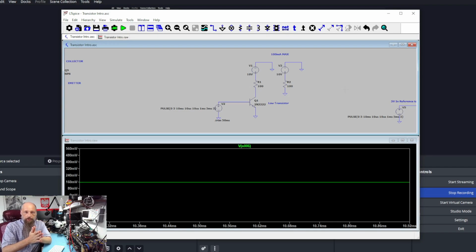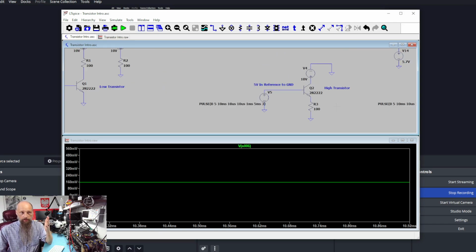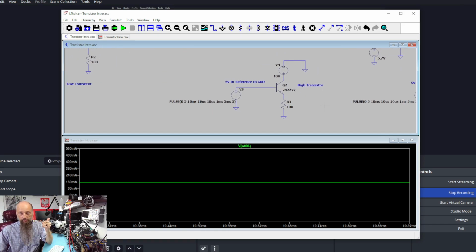Now, this configuration of transistor is very typical, and this is what we call low side transistor. The load is connected to the collector and the emitter is connected to ground. Here we have an example of a high side transistor, which means the voltage source, in this case everything is the same, right? 10 volts, same transistor, but the voltage source or current source is connected to the collector, while resistor R3, same value 100 ohms, is connected to the emitter.